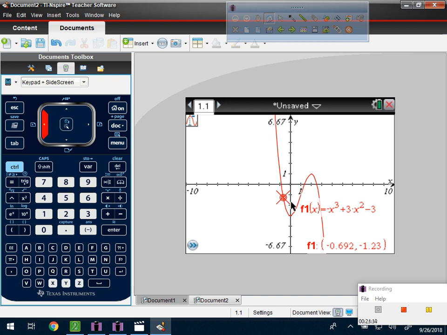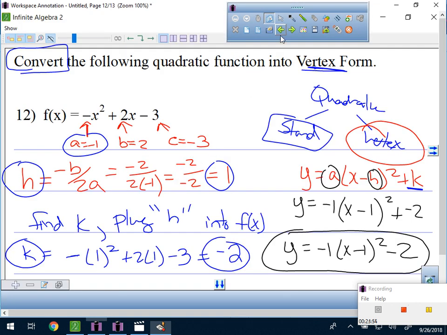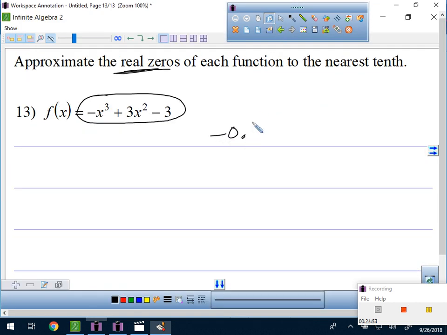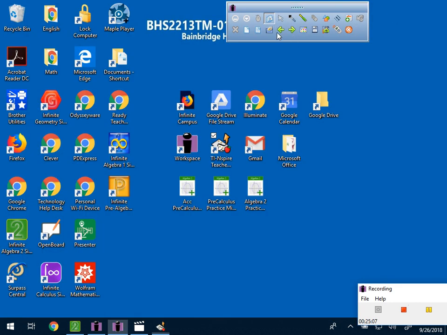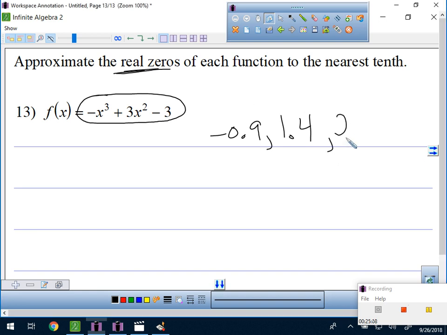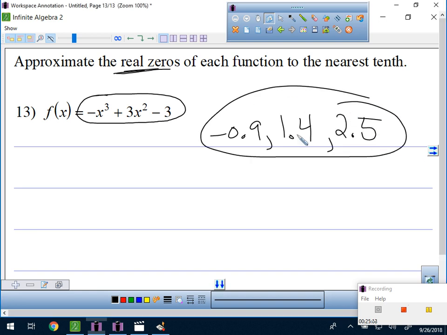If I go the other direction, you'll notice that my calculator will say 0 again right there, and that's another one of my answers, 1.35. So I'm going to say negative 0.9 and 1.4. And then if I go to the other one right here, it says 2.53. So that's 2.5, and that will be my answer for number 13.